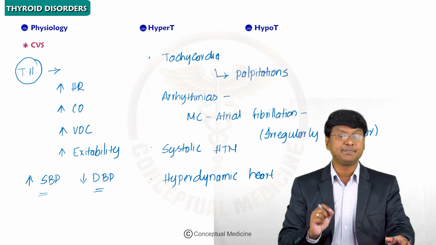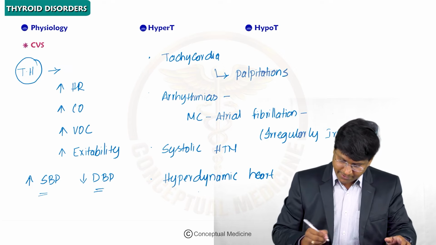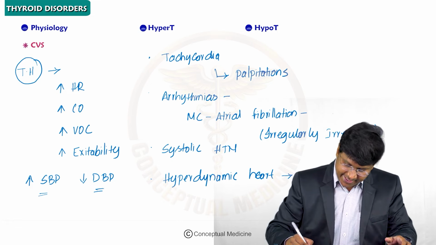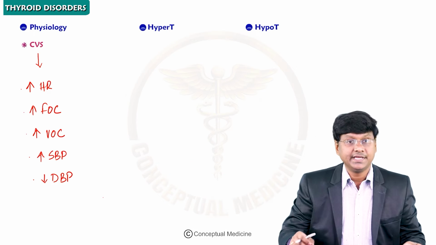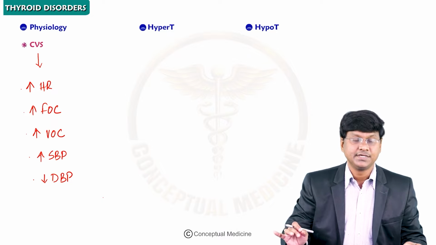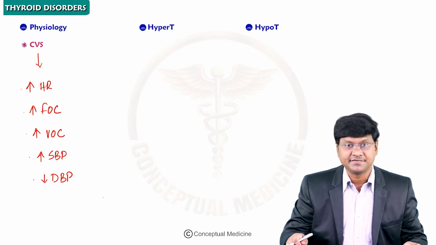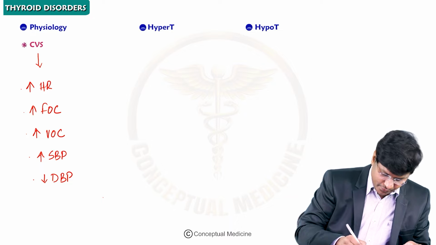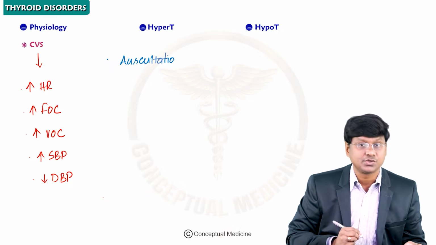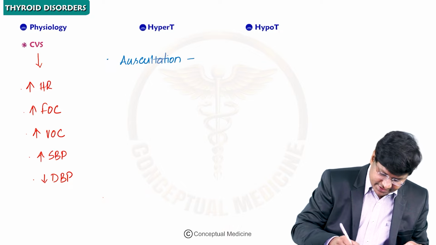Right? It will be a hyperdynamic heart. Because of this hyperdynamic heart, the individual will land up in high output heart failure. So, in patients with hyperthyroidism, there will be hyperdynamic heart failure. Another important cardiac manifestation in hyperthyroidism is that when you auscultate the heart, you will hear an ejection systolic murmur, which is nothing but a mid-systolic murmur.